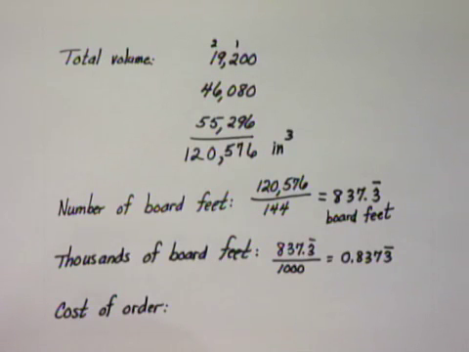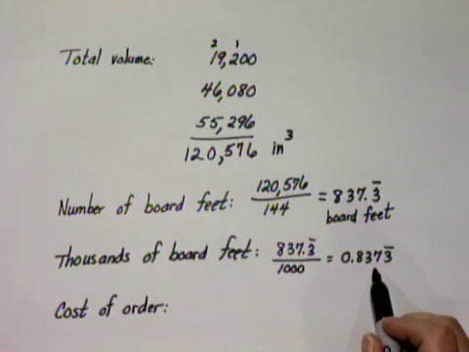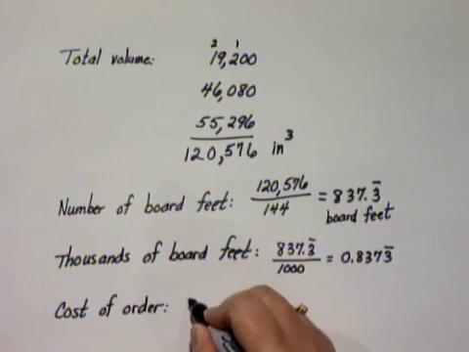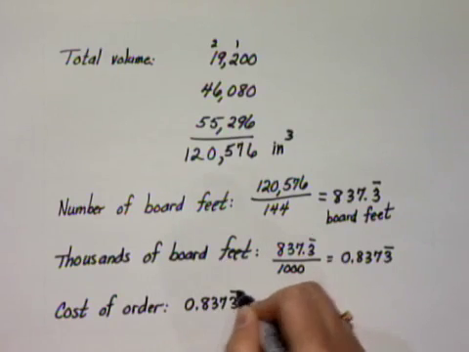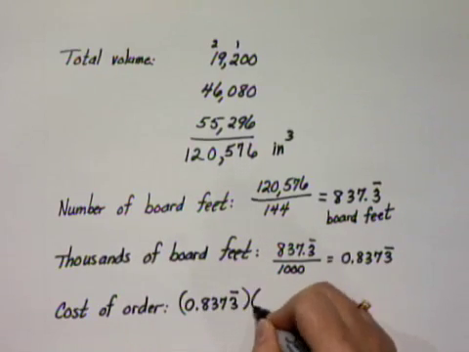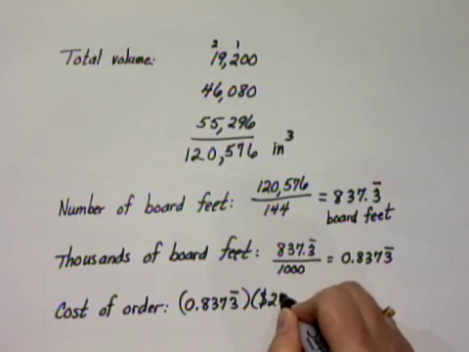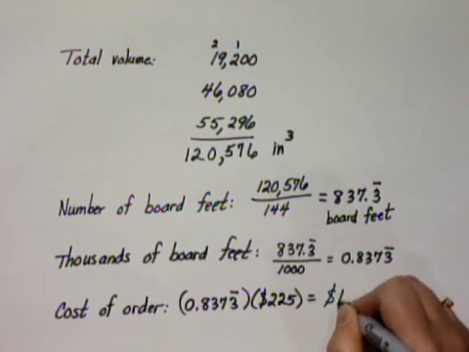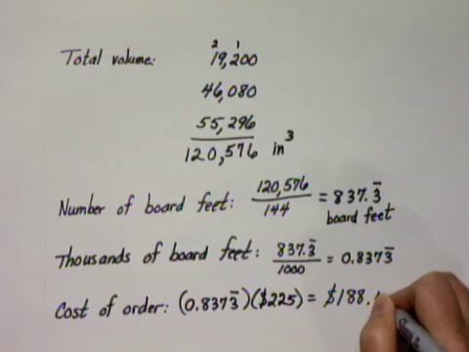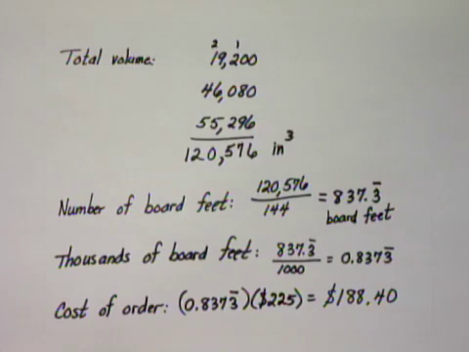The cost was $225 for each 1,000 purchased, so we multiply 0.8373 repeating times $225, and we get a total of $188.40 for the total cost of the order.